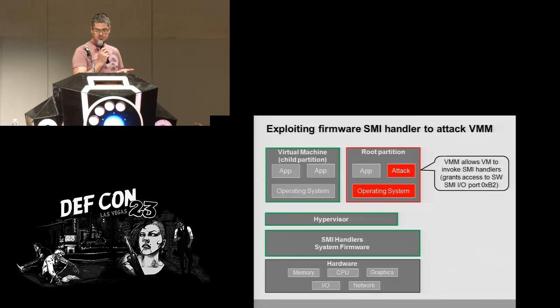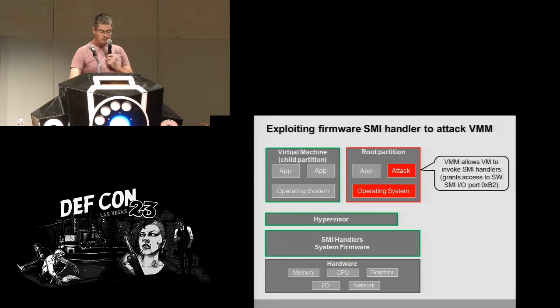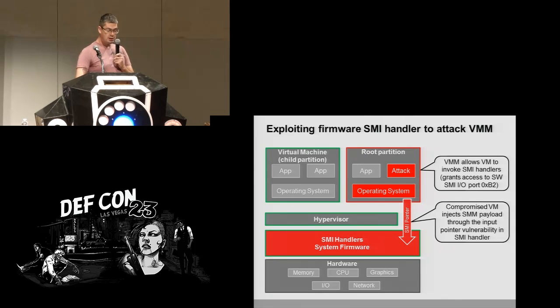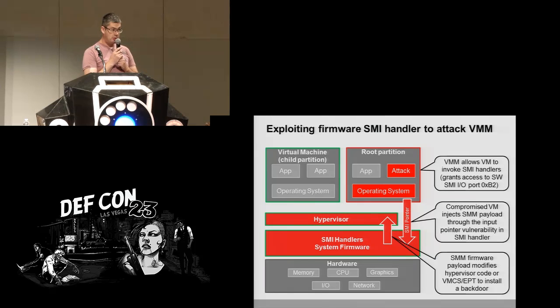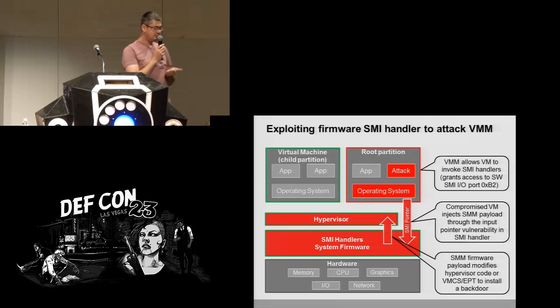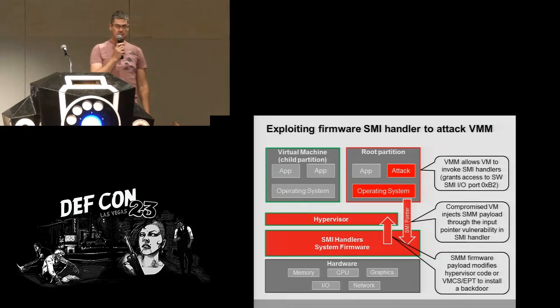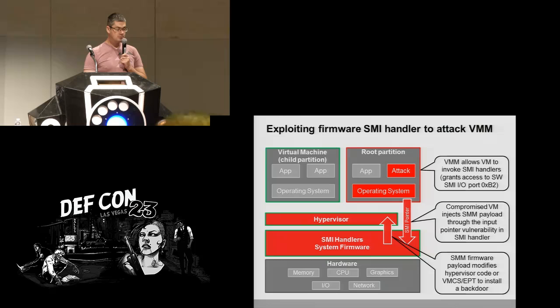So the attacker is in the unprivileged root partition. And if he or she can generate an SMI from the kernel, from ring zero, it will go to the SMI handler, and the SMI handler will write to hypervisor memory like this. It can modify the code, data, like you mentioned. It can modify page table structures, open a backdoor, or drop a piece of code that will overwrite the SPI flash for us.